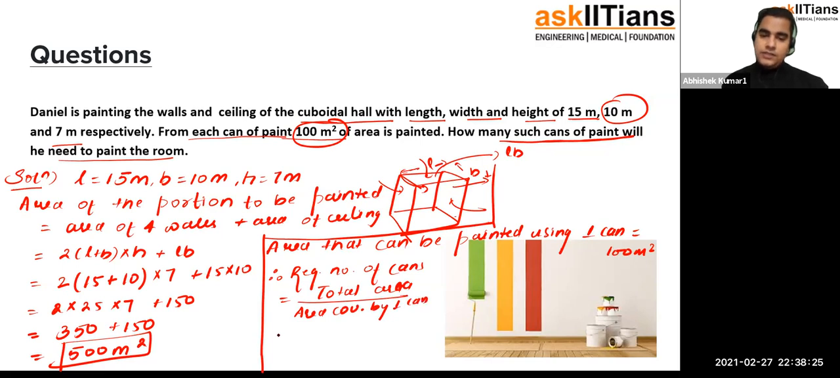Okay, so you just put the value, you will get 500 over 100. So what will you get? You will get 5. That means you need 5 cans to paint the 4 walls that you have of the room. And apart from 4 walls, if you are interested in painting the ceiling as well, then yes, 5 cans are needed for sure. I hope it's very clear to everyone. You can go through it. Ask me if you have any query in this.